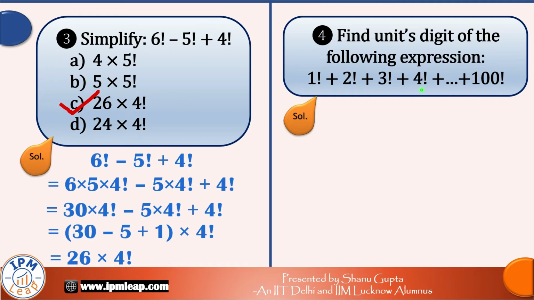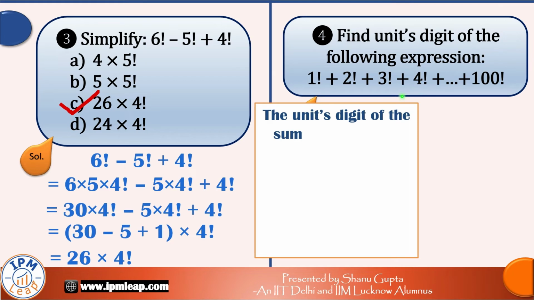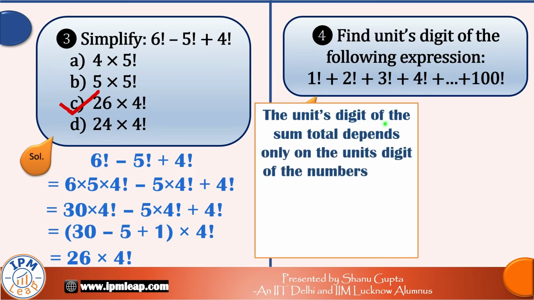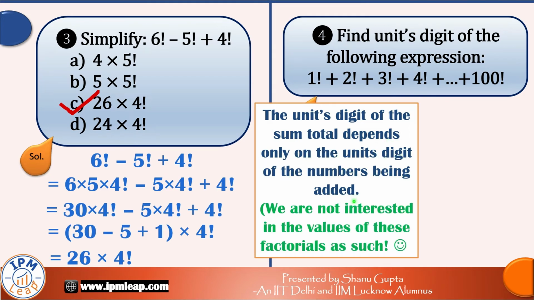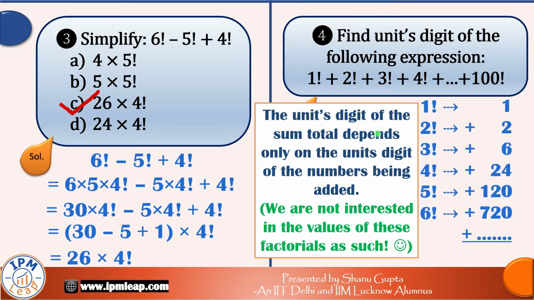The trick to solving this question lies in the fact that if we sum up numbers, the units digit of the sum total depends only on the units digit of the numbers being added. So essentially, we are not concerned about the values of these factorials as such, but only their units digit. And a very important thing that we should note here is that except the first few factorials, the rest of the factorials take a units digit of 0. So we can simply ignore factorials from 5 factorial to 100 factorial as far as the units digit is concerned, because 0 added to 0 as many times gives you 0 only. So that makes our question simple.